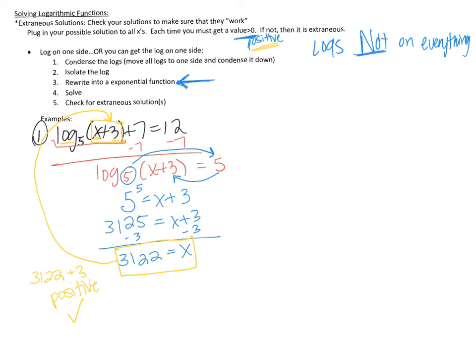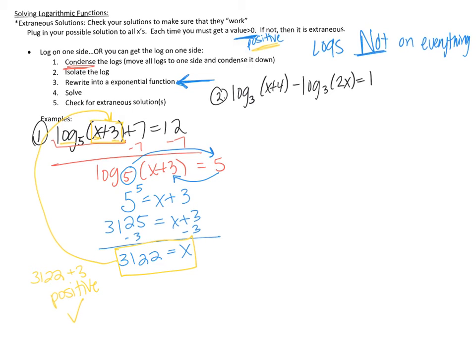All right, let's try another one. Let's say that we had something like log base 3 of x plus 4 minus log base 3 of 2x equals 1. Now this one's a bit different because I have more than one log on the left-hand side. I can't isolate, because that would mean moving the log to the other side. No, remember, I want all logs on the same side. So instead I need to condense the logs.